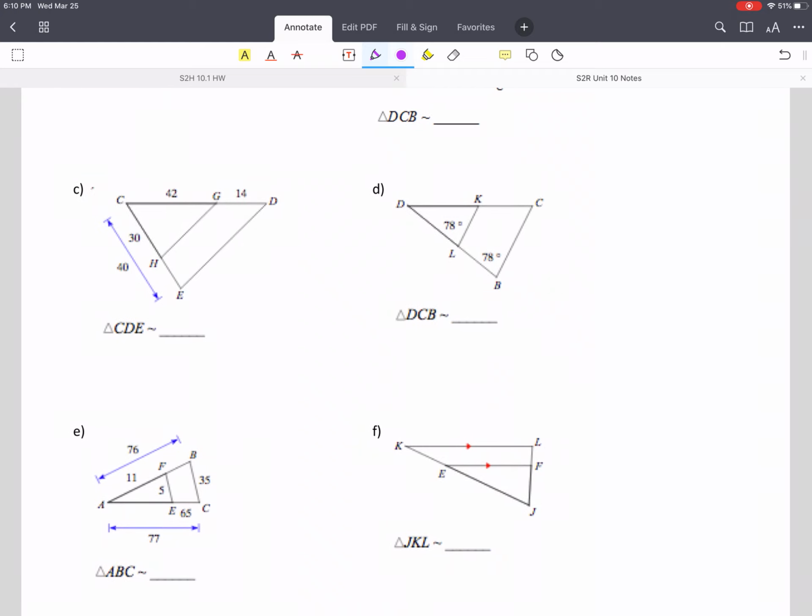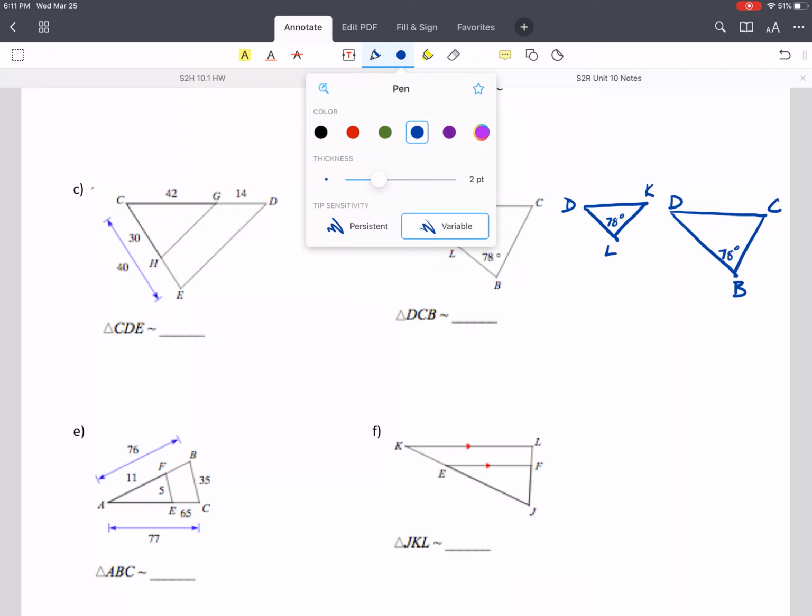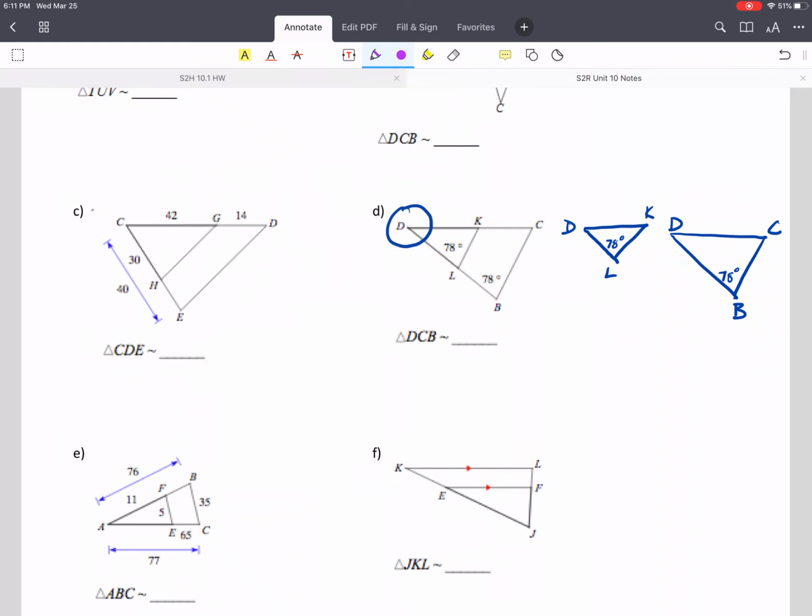With part D, once again, I want to bring to your attention that we have 2 triangles. We have the small one, and I have the big one. Here's what I know. That's 78 degrees, that's 78 degrees, but hey, if this is DKL and that's DCB, they both have angle D. That is the same angle between both of these. No side lengths are labeled, so I know that's going to be angle, angle, and those are congruent. So DCB is similar to DKL by angle, angle similarity.